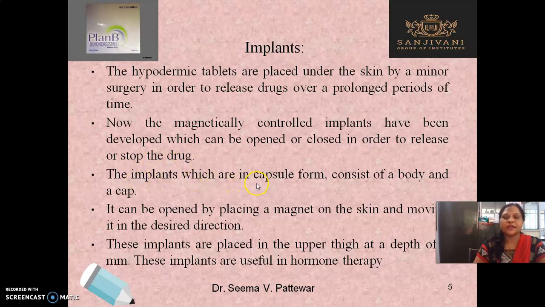Implants which are in capsule form consist of a body and cap. It can be opened by placing a magnet on the skin and moving it in the desired direction. These implants are placed in the upper thigh at a depth of 5 mm. These implants are useful mostly in hormone therapy. If there is a hormonal imbalance in the body, such type of dosage form can be used.